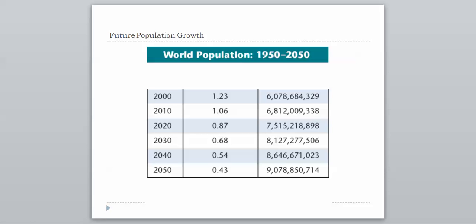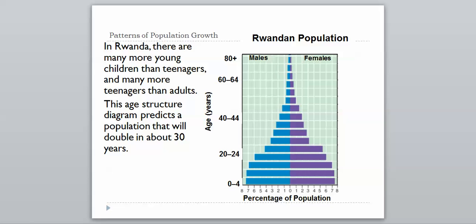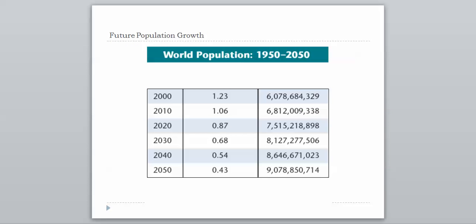And this is just predicting the future population growth of the world. Again, at its current growth rates, by the year 2050, we could have over 9 billion people living on the planet. And ecologists then will suggest that if this growth does not slow down, there could be serious damage to the environment and global economy. So our planet most likely is not ready to have 9 billion people living on it. We cannot support it.